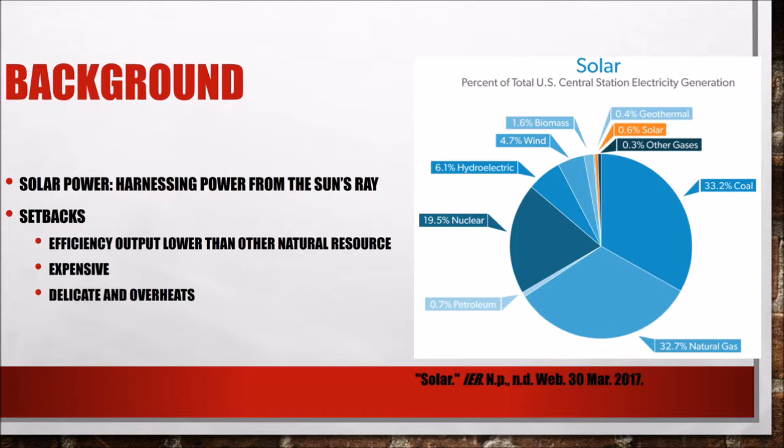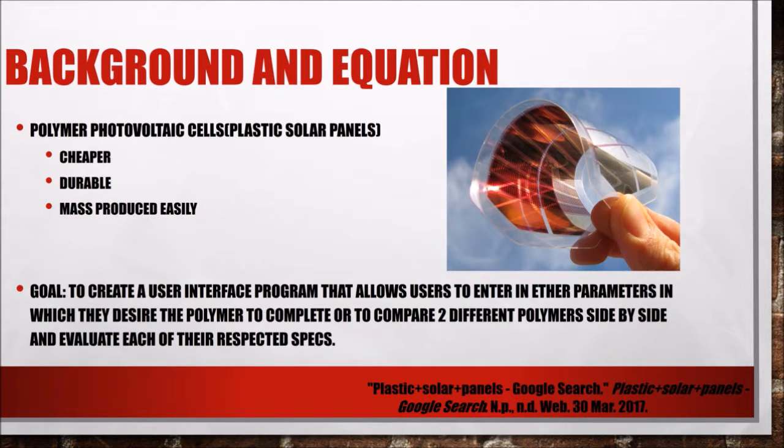Another thing is that solar panels are very delicate and easy to overheat through the constant heating of the solar rays. As a group, we decided that the best solution is to switch to polymer photovoltaic cells, which essentially are plastic solar panels. The reason for this being is that plastic solar panels are cheaper and a lot more durable. As you see in the picture to the right, they can bend unlike current solar panels. Another major pro to the polymer photovoltaic cells is that they can easily be mass produced and in turn drive down the cost of the overall panel.